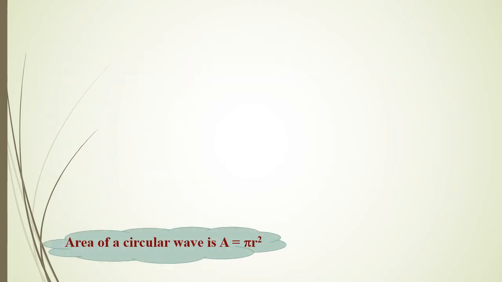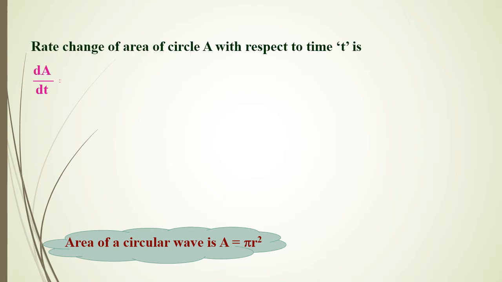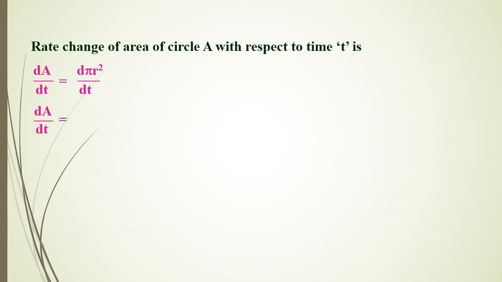Next, consider the formula for the area of a circular wave: A equal to pi r square. We need to differentiate it with respect to time. Therefore, dA divided by dt is equal to d of pi r square divided by dt. Here pi is a constant term, so it can be written as pi into d of r square divided by dt. Next, dA by dt equals pi times the differentiation of r square with respect to time, which is 2r raised to 2 minus 1, in the sense it is 2r.